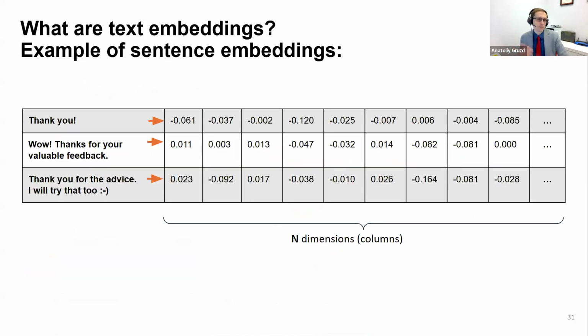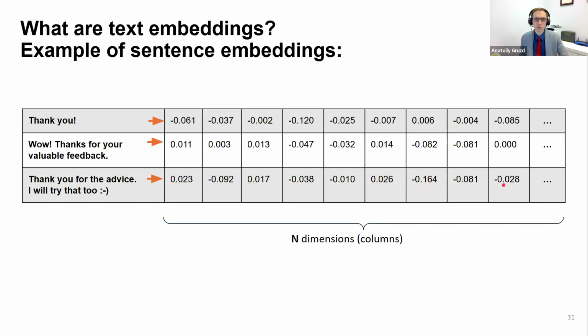You may have short messages in an online group like this one coming from Reddit. People just say thank you. That's one message. Or wow! Exclamation mark. Thanks for your valuable feedback. Thank you for the advice. I will try that too. Each of those sentences, each social media post, can now be represented as a sequence of numbers.